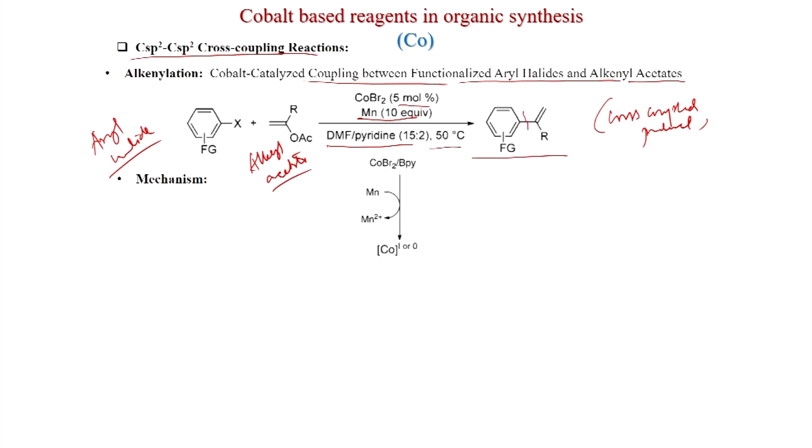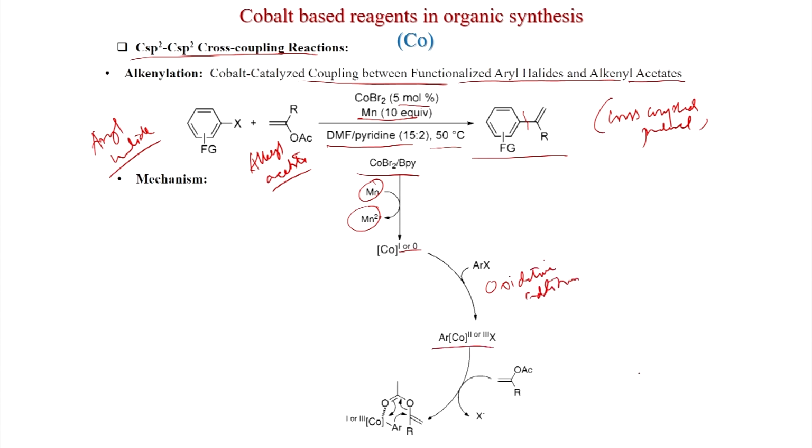So, what could be the mechanism? CoBr2 with manganese: manganese is the reductant, manganese itself is going to manganese 2 plus, and it is converting cobalt 2 to cobalt 1 or 0. So, cobalt 1 or 0 is forming, and now ArX will add. So, this is the oxidative addition, like we have seen earlier, and now this vinyl acetate will displace one X. So, X minus will eliminate and you get this.